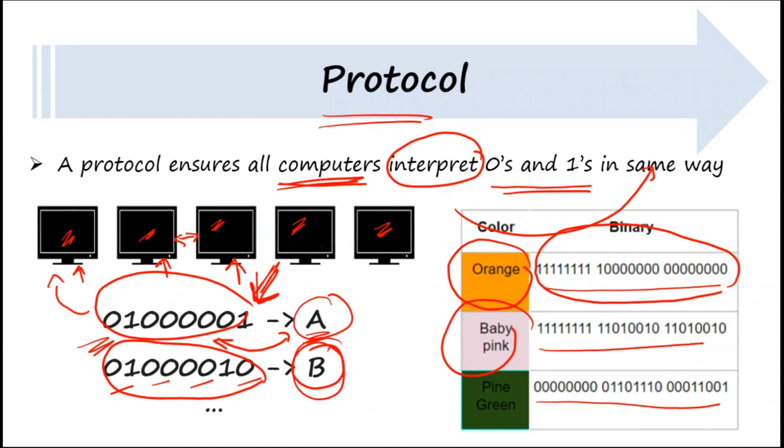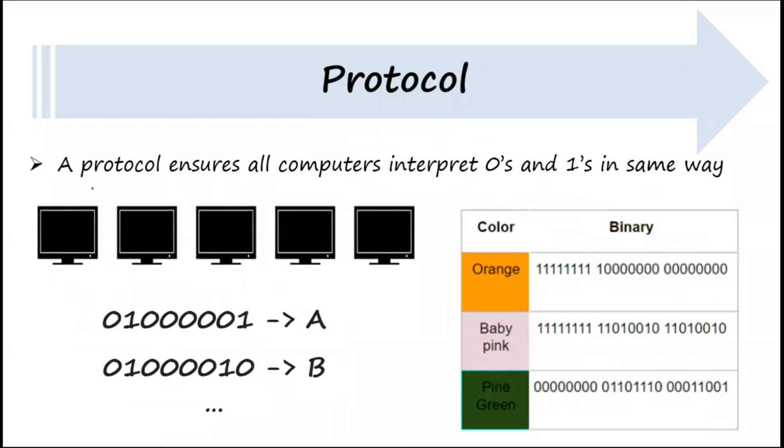So we again come to the definition that a protocol is just adopted to ensure all computers are interpreting ones and zeros in the same way. So just look at this definition. Protocol, why was it adopted? Because it ensures that all these computers understand the combination of ones and zeros in the same way. They're following the same set of rules.